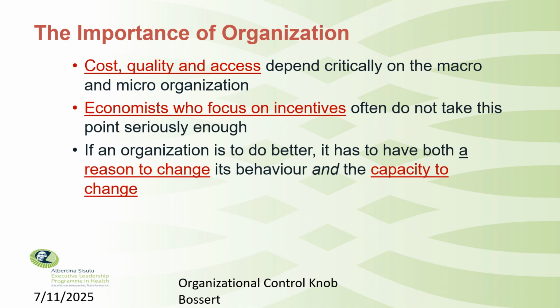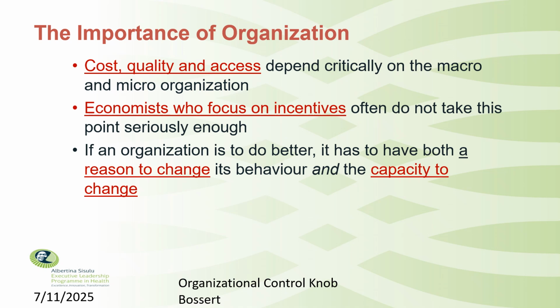So the organization is very important. I think all of us understand that very clearly. Cost, quality, and access depend on how the organization functions at a macro and micro level. But certain economists just focus on incentives and don't necessarily understand that we need to look at the organization from the macro and micro level perspective as well.